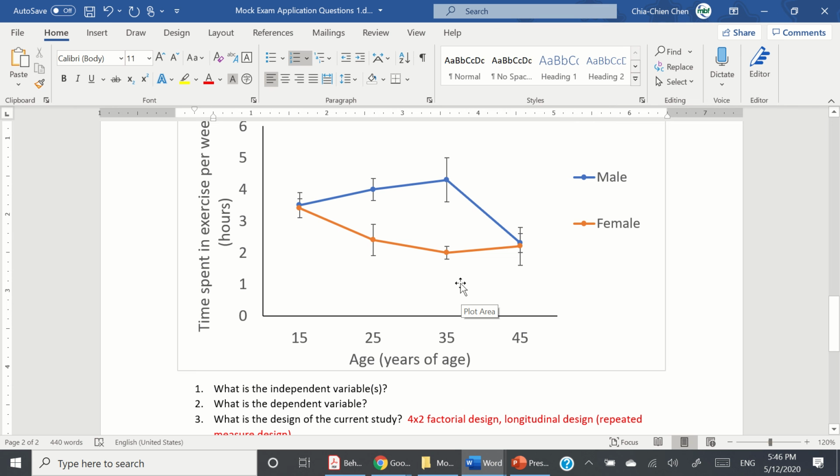Okay, so it looks like the smallest error bar that we see is here, female at 35 years of age. And the biggest error bar that we're seeing is the male at 35 years of age. So male at 35 years of age is where we see the most heterogeneity in terms of variability, and female at 35 years of age is the most consistent, which means they exhibit the least amount of variability in the data.